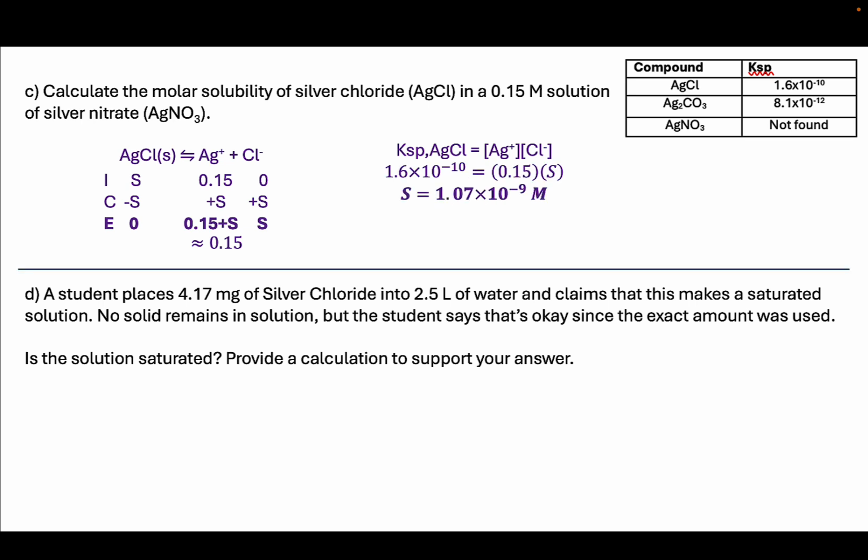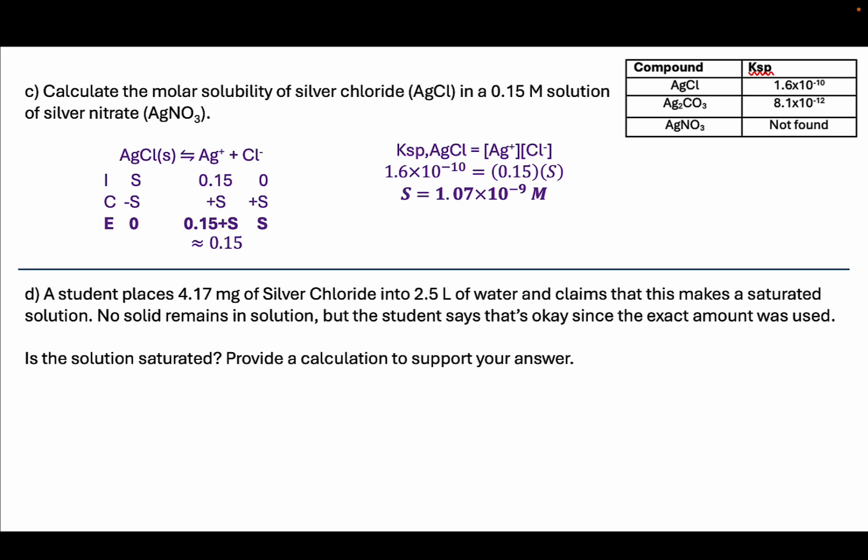We put in the following, and we get that the solubility is equal to 1.07 times 10 to the negative 9 molar, which is quite small, certainly not enough to affect the 0.15 molar silver nitrate solution mathematically, and we have also shown that it is much smaller than what we see for the solubility in pure water. That makes sense, as some of the space in solution is already occupied by the nitrate.